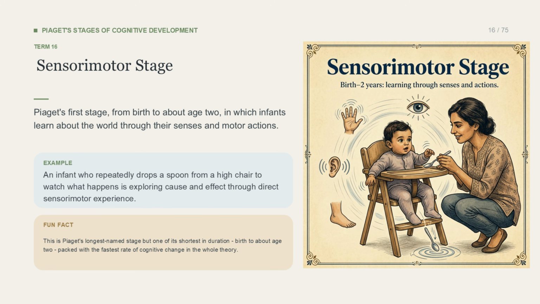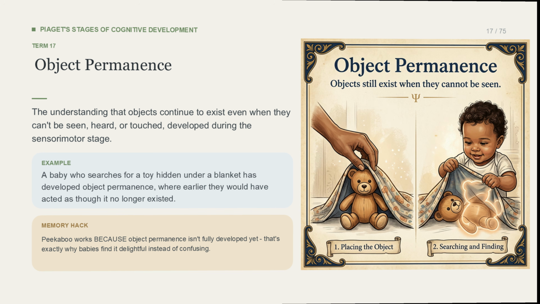16. Sensory motor stage. The sensory motor stage is Piaget's first stage, ranging from birth to about age 2, in which infants learn about the world through their senses and motor actions. Here's one way this might look. An infant who repeatedly drops a spoon from a high chair to watch what happens is exploring cause and effect through direct sensory motor experience.